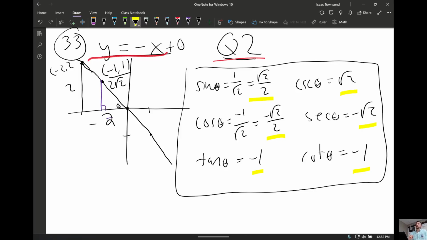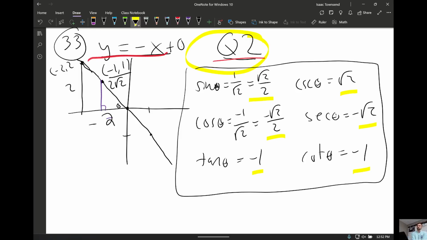But I started it and then I got confused. Okay, no problem. And again, just to practice what I preach here, quadrant 2, the only thing supposed to be positive, all students should be sine and its reciprocal. Everything else should be negative. So if that was not true, I would know I had forgot something.